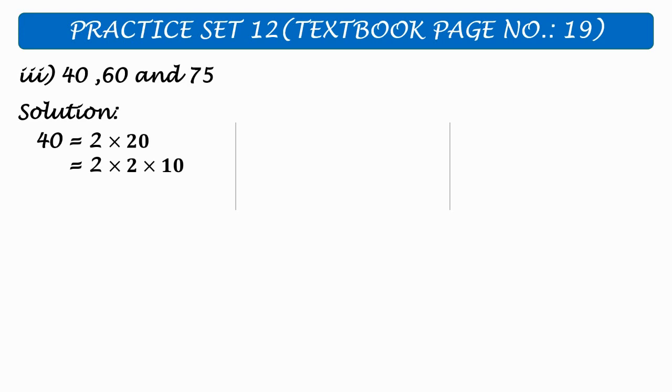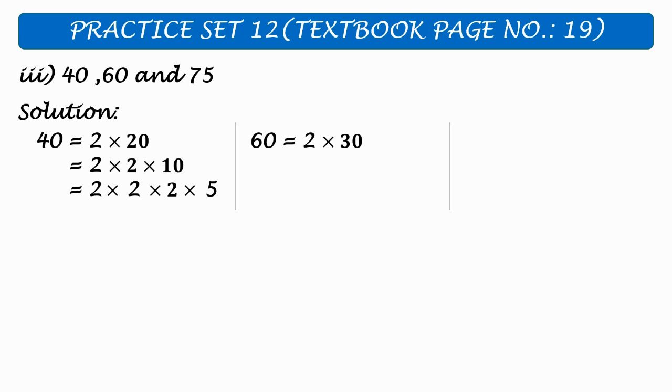Again we have to factorize 10. So we know that factors of 10 are 2 and 5. So we can write the prime factors in the product form for 40 as 2 multiplied by 2 multiplied by 2 multiplied by 5. Similarly, for 60, we know that 60 is equal to 2 multiplied by 30.